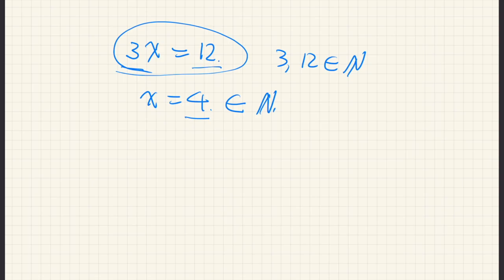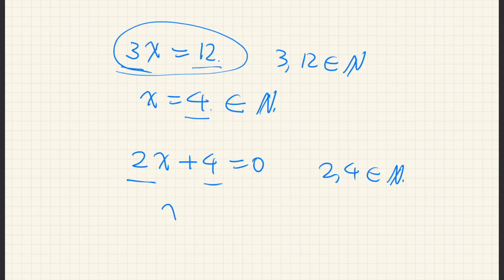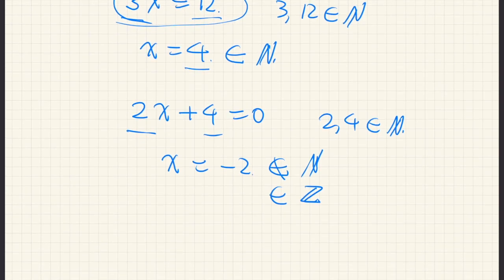All right? However, consider the next equation. Let's say 2x plus 4 is equal to 0. Again, these coefficients 2 and 4 are natural numbers. However, if we solve this equation, we have x equals negative 2, which is not a natural number, but it is an integer, or negative integer. So in order to solve a linear equation, we have to expand the set from natural numbers to integers.